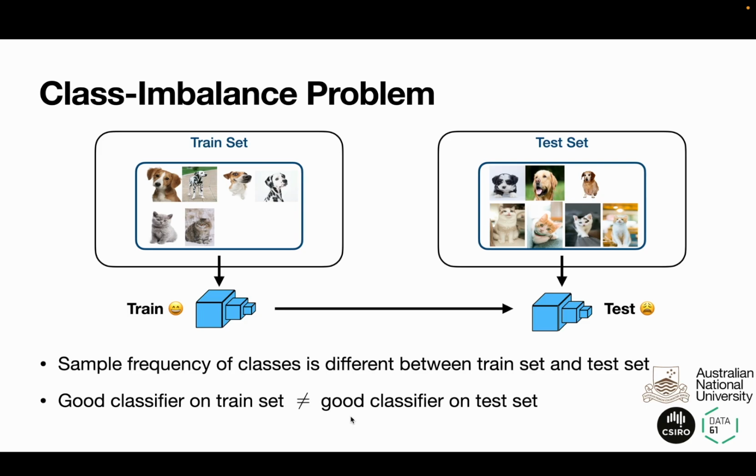To begin with, I'll first briefly introduce the class-imbalance problem. The class-imbalance problem is a widely known problem in image classification tasks. The problem states that when the sample frequency of classes is different between the train set and test set, a classifier that performs well on the train set may not perform equally well on the test set, even if the classifier is able to generalize. An extreme case of the class-imbalance problem is the long-tailed classification problem, which has been widely studied in recent works.